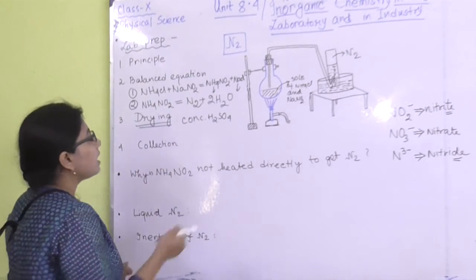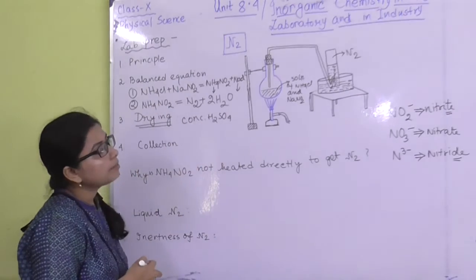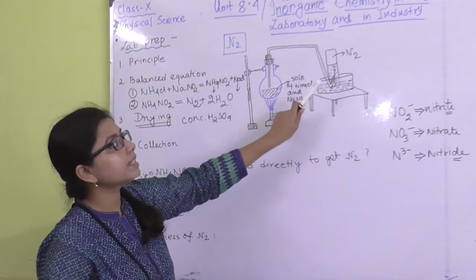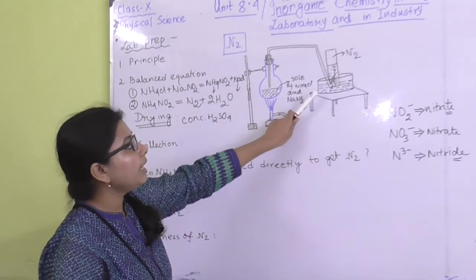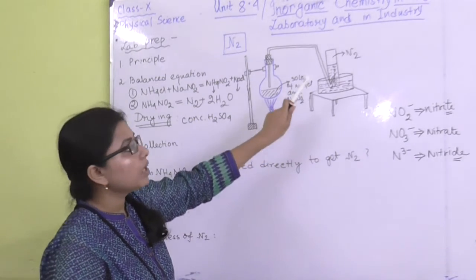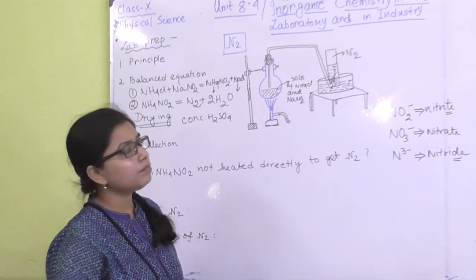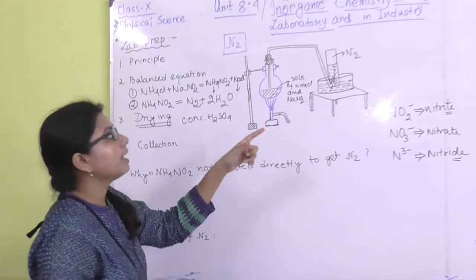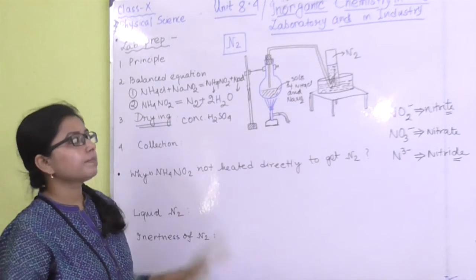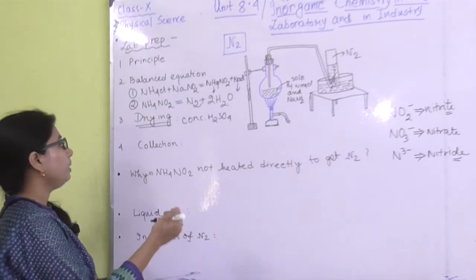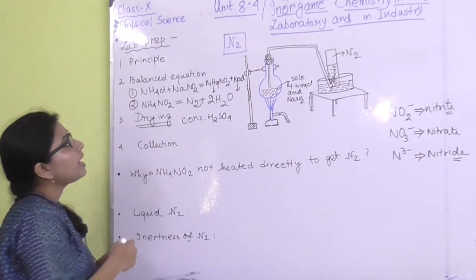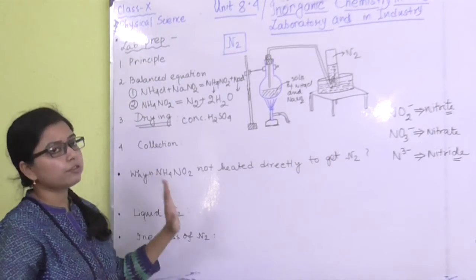The next step is collection. You can see that by the process of downward displacement of water, we collect nitrogen gas, because nitrogen gas is very slightly soluble in the water medium, so there is no problem if we collect it by downward displacement of water. So this is the whole lab preparation arrangement of nitrogen gas.